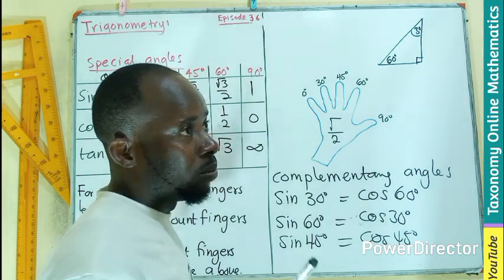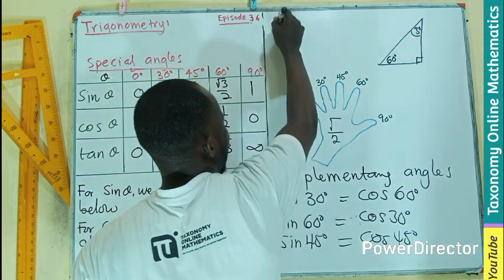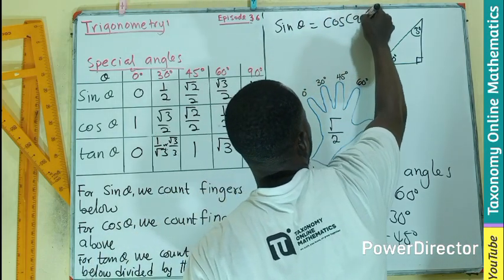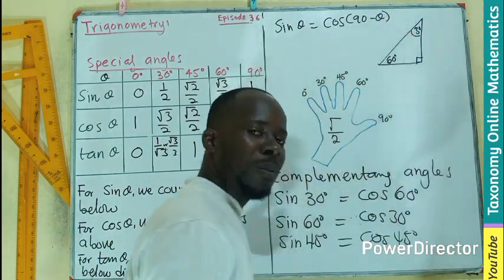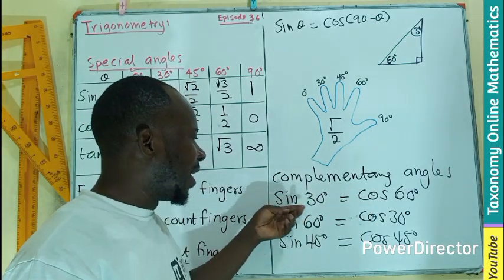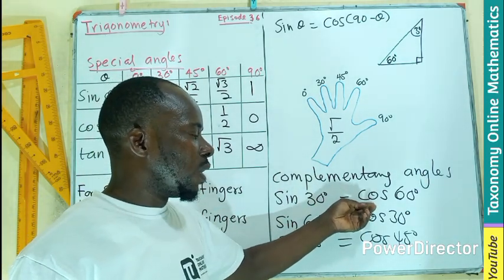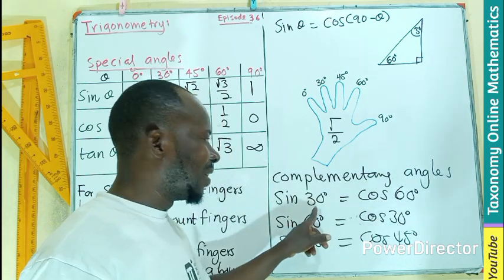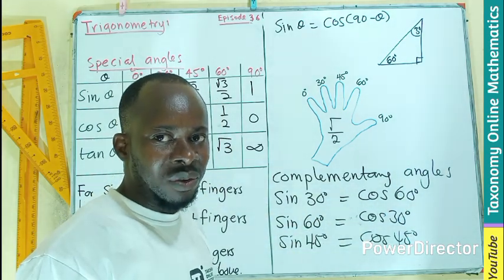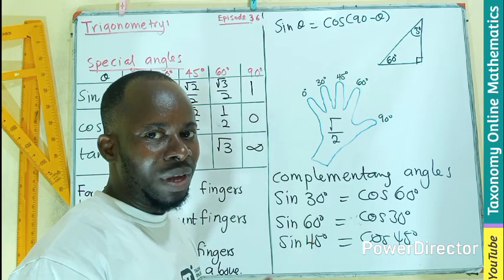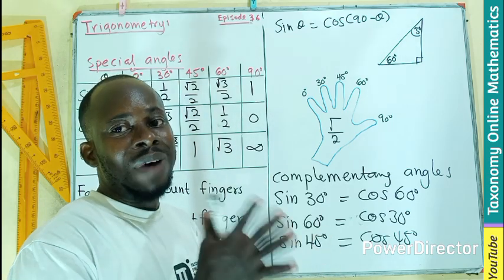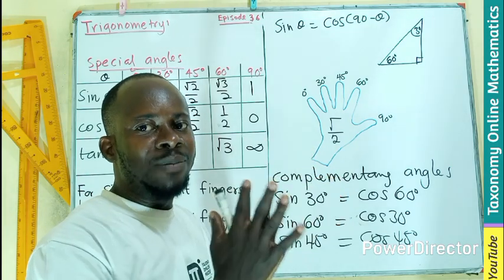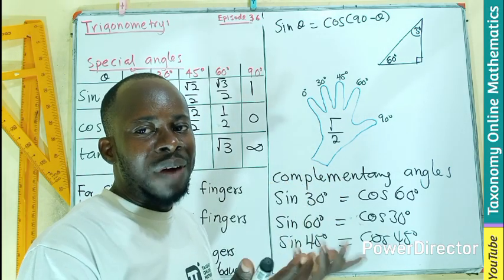I think in one of the episodes, we mentioned that sine theta is the same as the cos of 90 minus what? Theta. So you can see it here. Sine theta equals the cos of 90 minus what? Theta, which is 90 minus 30, gives you what? The 60. So these are the various ways by which we can also find the value of the special angles without the use of a calculator. Just by looking at our fingers, we can find those values.